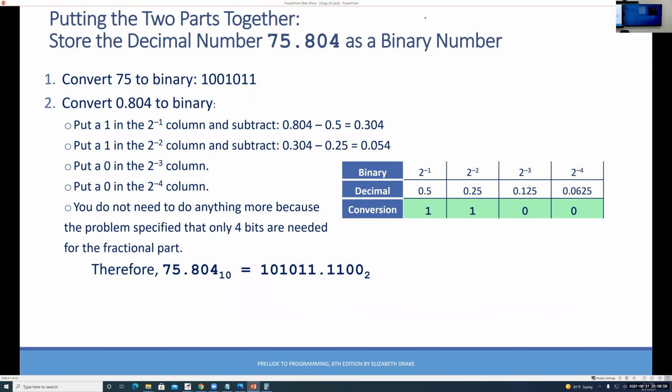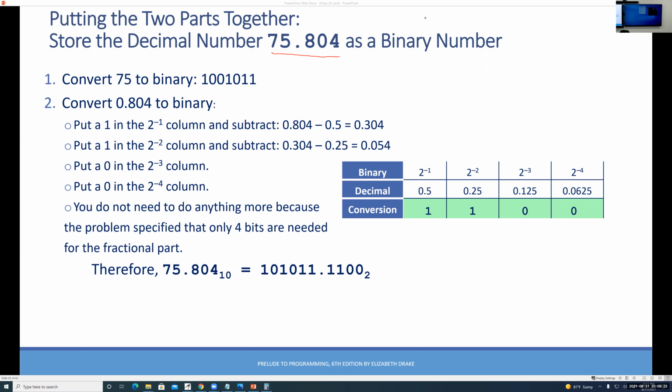Okay, now remember that you have the 3 parts on the floating point. You have sign, you have integer part, and you have fractional part here. Right? So now see, if you want to convert the number 75.804 to binary, that is a positive number, right?